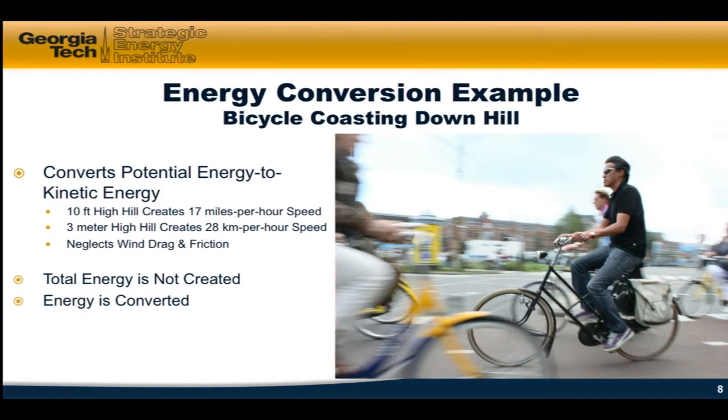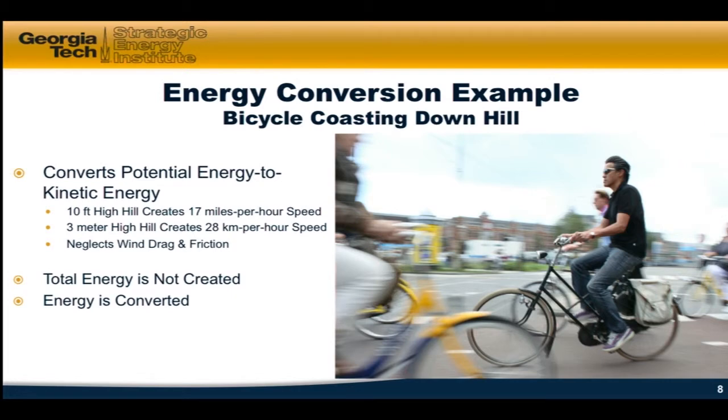In the metric system, if it's a 3-meter high hill and you coast down it, you can ideally create a 28 kilometer per hour speed. But that's the ideal, that's the upper limit. If somebody comes to me and says he can do better than that, then I am very skeptical, because in some way energy is being created from something else or created from nothing. So this is the upper limit if we have an ideal frictionless process with no wind drag and no rolling friction. But total energy is not created. Energy is merely converted from potential energy to kinetic energy.